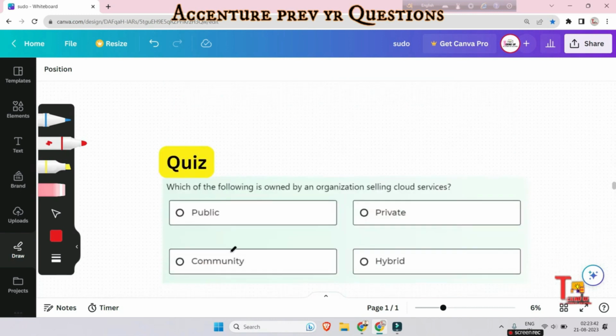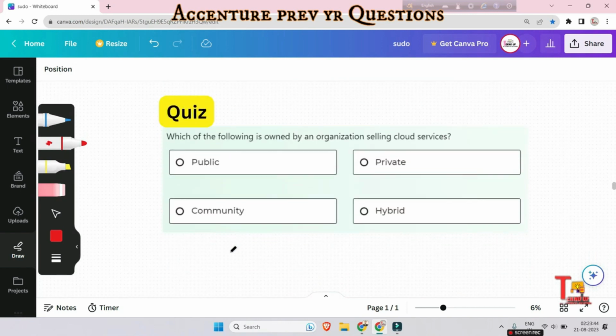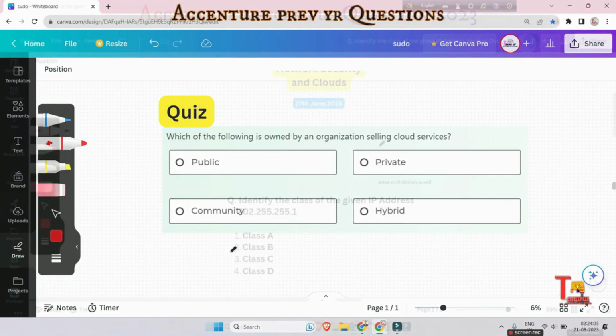Okay, the next question is also a quiz question, that is, which of the following is owned by an organization selling cloud service? Public, community, private, or hybrid? Guys, these questions seem to be very easy, but these questions were asked in a previous off-campus or on-campus drive. So please give importance to all of them and don't ignore the questions.